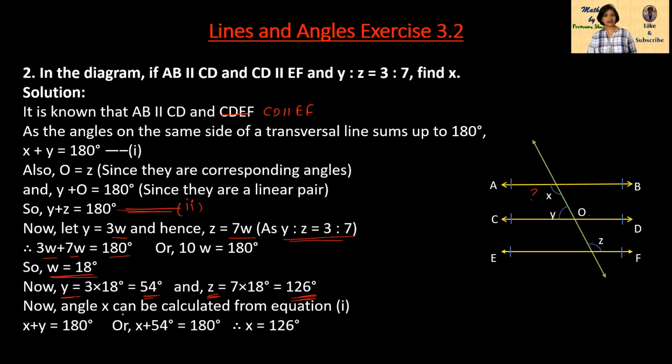Now how can angle x be calculated? In equation 1 it is x plus y equals to 180. So we will put the value of y, which is 54. So x plus 54 equals to 180 degree. So now here you have to find out the value of x.